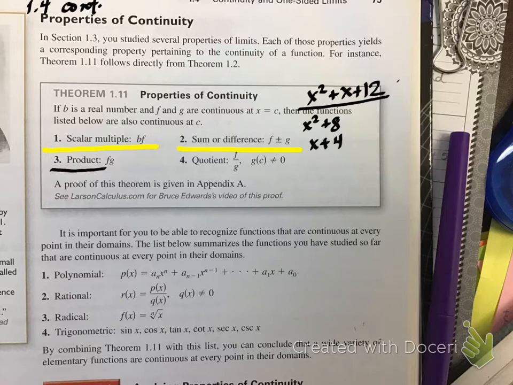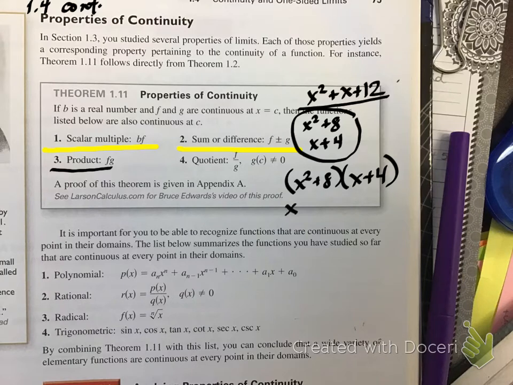Product is basically the same. If you have these two functions again that are continuous on their own, if we multiply them, it's still continuous. So x squared plus 8 times x plus 4, we're going to end up with some type of polynomial, foiling. First, outer, inner, last. And all polynomials are continuous, so it's still okay.